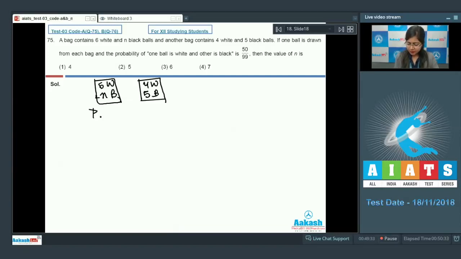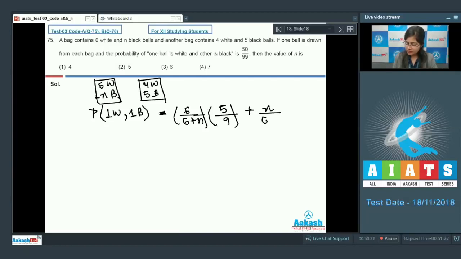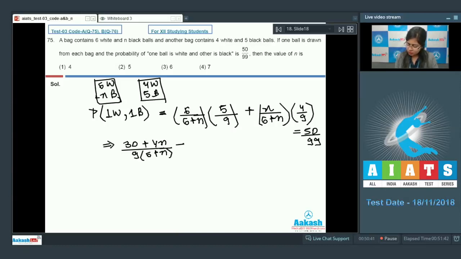Now, the probability of getting one white ball and one black ball is equal to either I draw a white ball from the first bag, with probability 6 upon 6 plus n, into 5 upon 9 for a black ball from the second bag, plus the probability n upon 6 plus n into 4 upon 9, right? This is given to be equal to 50 upon 99. So, solving this, we will get 30 plus 4n upon 9 into 6 plus n equal to 50 upon 99.